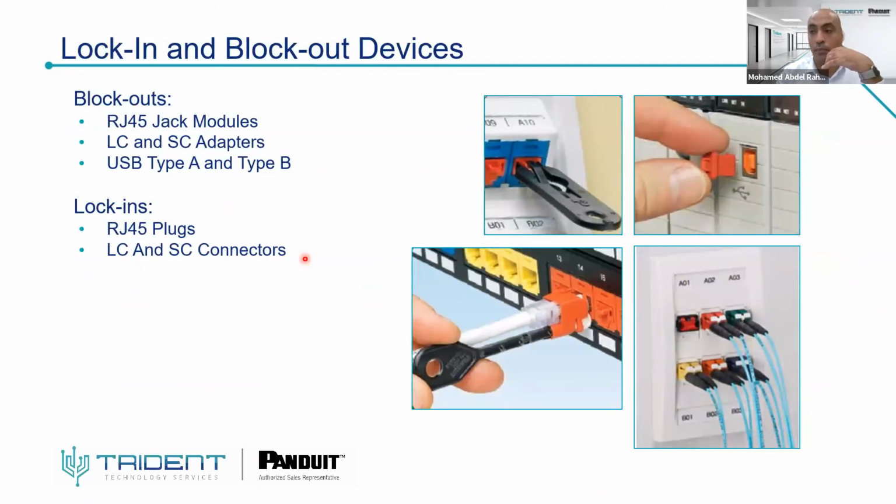It's called lock-in or block-out. We have the block-out devices. As you can see, the block-out device can block any authorizations or access for RJ45, LC, or even USB type A or type B USB. The block-out is compatible with most of the RJ45 or LC modules. Also, the lock-in devices can prevent any unauthorized person from removing the patch cord from the patch panel or from the switch, and are also compatible with most patch cords.